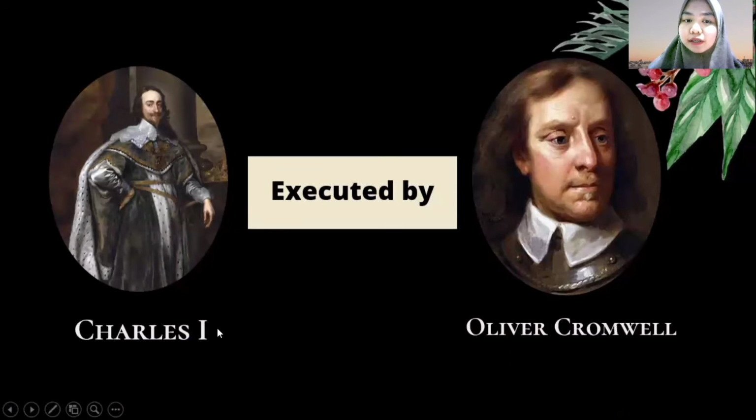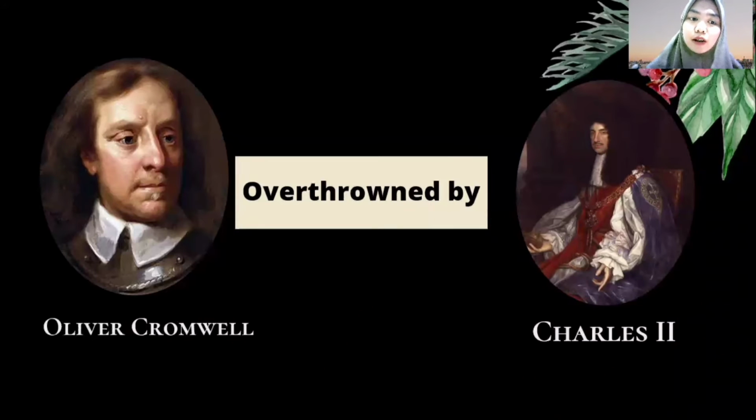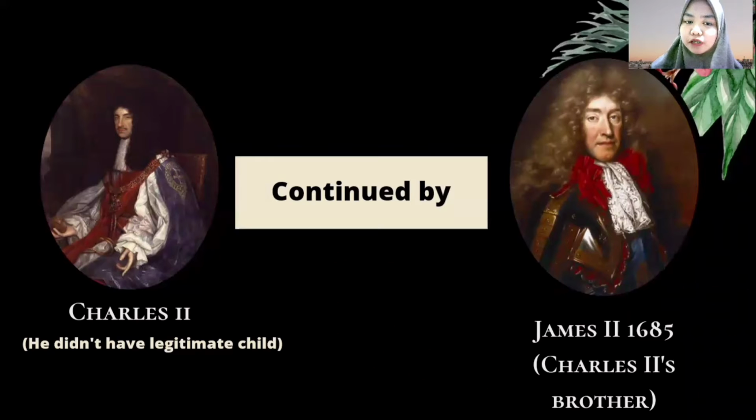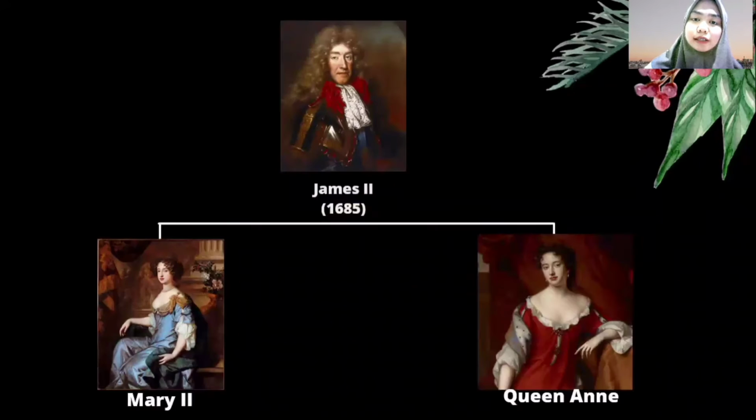During the reign of Charles I, there was Oliver Cromwell, an English general who didn't like the monarchy system and wanted to erase the king title. Then Charles I was executed by Oliver Cromwell. Oliver Cromwell became Lord Protector of England. Then Oliver Cromwell was overthrown by Charles II, who was Charles I's son. Charles II succeeded his father, but he didn't have a legitimate child. So the throne was continued by his brother, James II, in 1685.